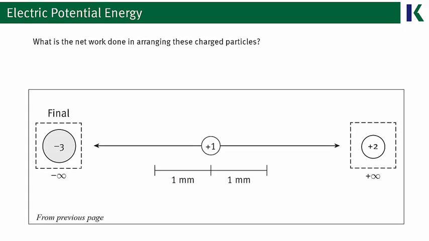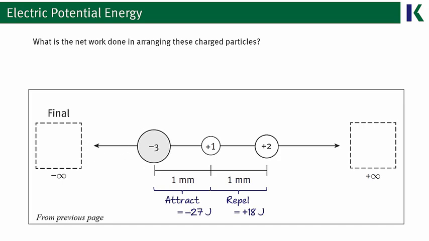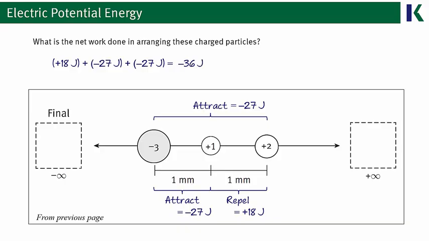Well, as review, because the particles were at infinite initial separation, which might be like 20 meters in the real world, their initial energy is 0. So calculating work in this question meant just calculating final energy. The positive particles repel, so their energy increased to 18 joules. And as for charge 3, the negative one, it's attracted to charge 1 for minus 27 joules. And it's attracted to charge 2 for another minus 27 joules. All told, the final energy is minus 36 joules. And that means that the work done arranging these was minus 36 as well.